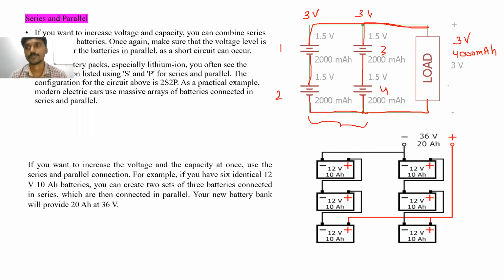Is it clear? This is the 4 cell battery. 2 cells are connected in series, and the remaining 2 cells are connected in series. And these two series strings are connected in parallel, so this can be called a series parallel. So the rated values of this battery are 3 volts, 4000 milliamperes hours.